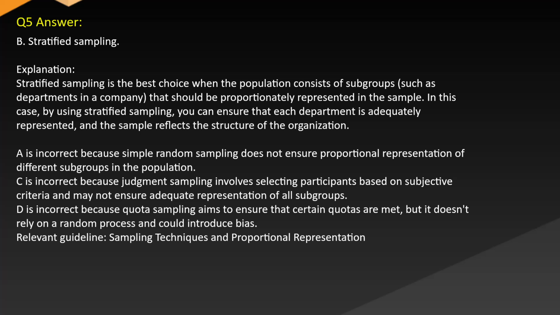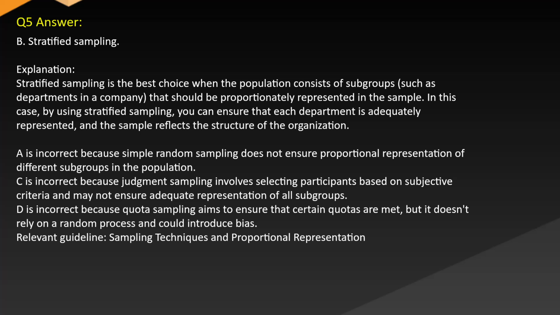Stratified sampling is the best choice when the population consists of subgroups, such as departments in a company that should be proportionately represented in the sample. In this case, by using stratified sampling, you can ensure that each department is adequately represented and the sample reflects the structure of the organization.